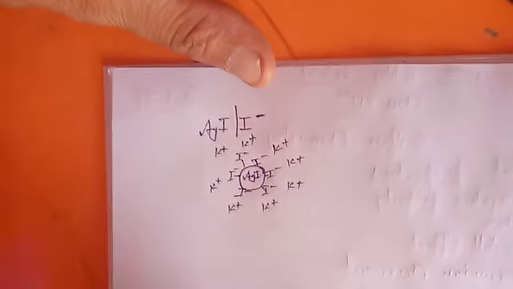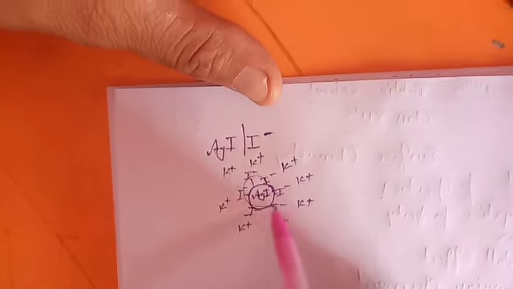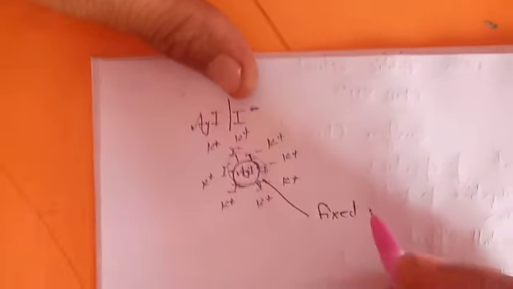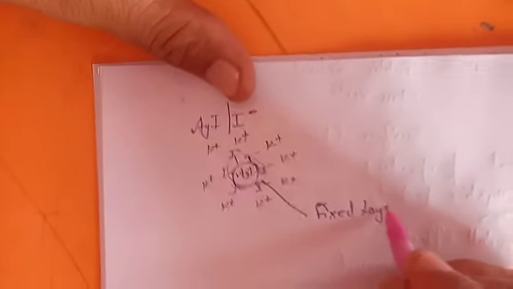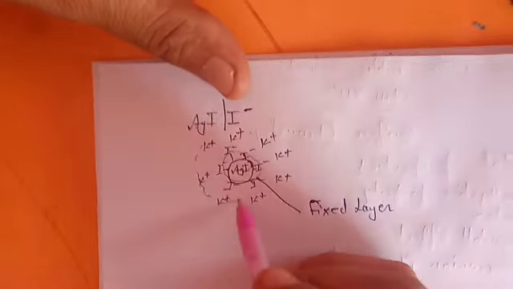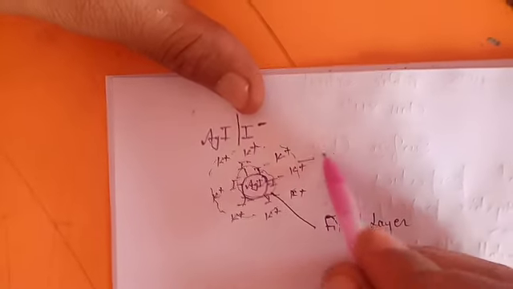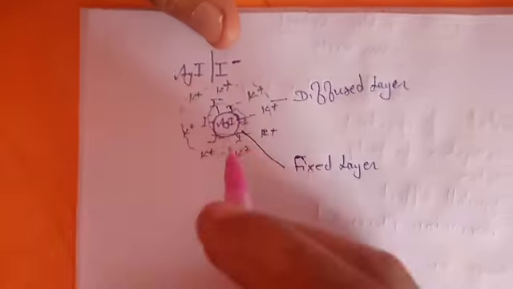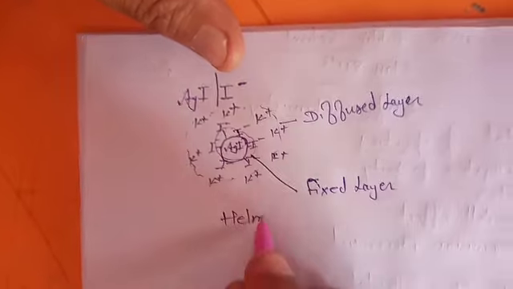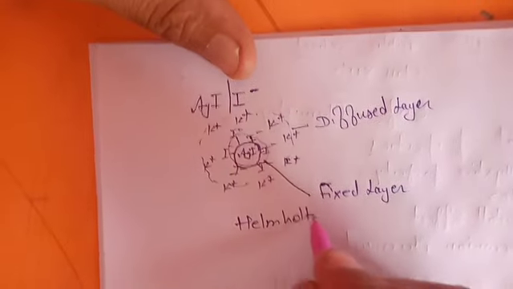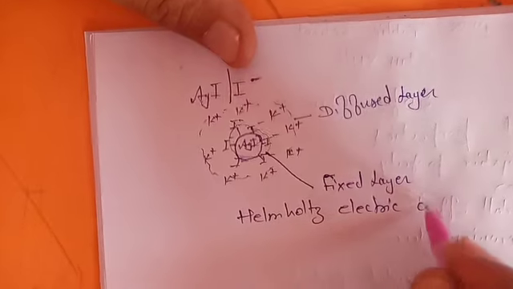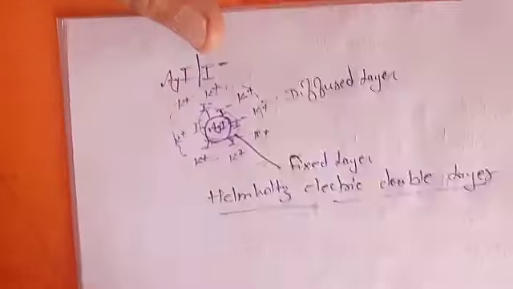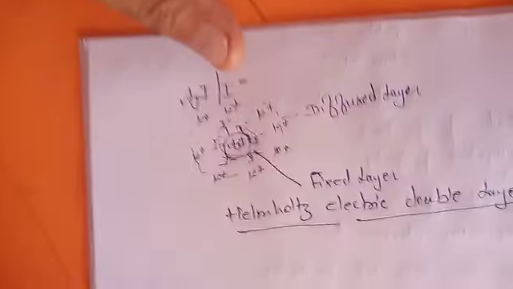Now, this particular layer is the iodide ion layer, the negative layer. This is known as the fixed layer because it is immobile. And the potassium charge layer, which is neutralizing the charge, is the diffused layer. They are collectively also known as the Helmholtz electric double layer. One is the fixed layer, another is the diffused layer.